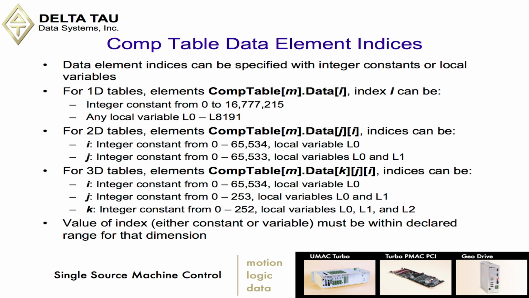So we can see here, CompTable[m].Data[i] can be a value from 0 to 16 million, or any local variable L0 through L8191. In two-dimensional tables, now we have broken up the indices, so 0 to 65K for the two indices, and local variables L0 and L1. And then 0 to 65K, 0 to 253, and 0 to 252 on the three-dimensional table, and then local variables L0, L1, and L2.